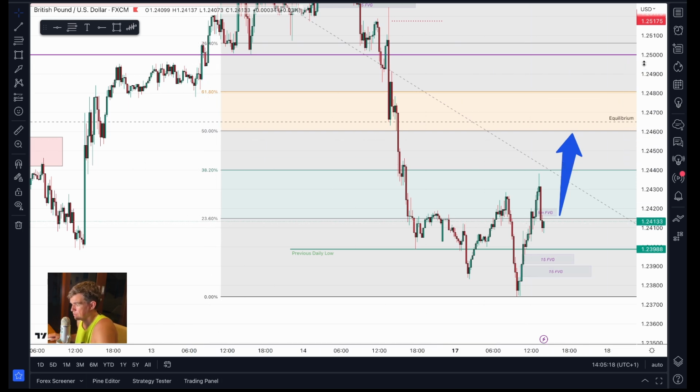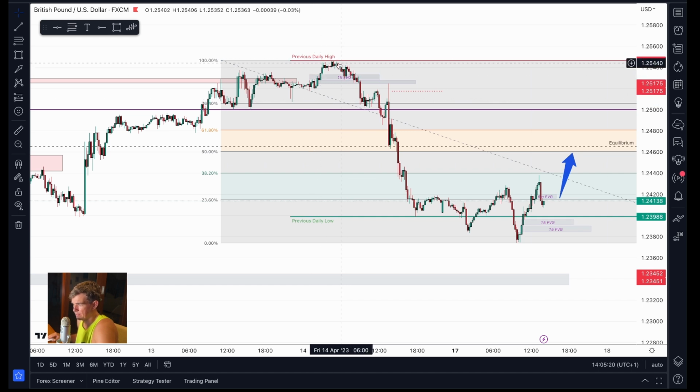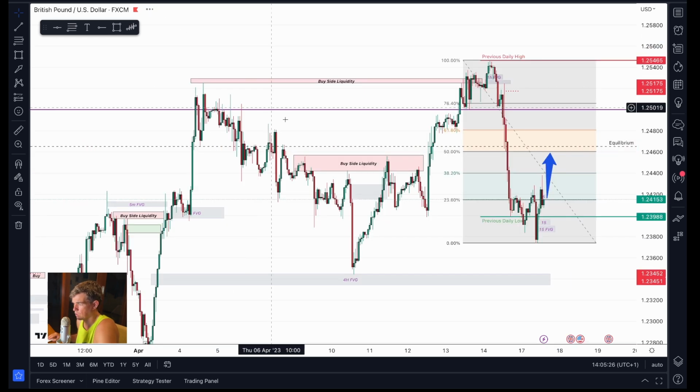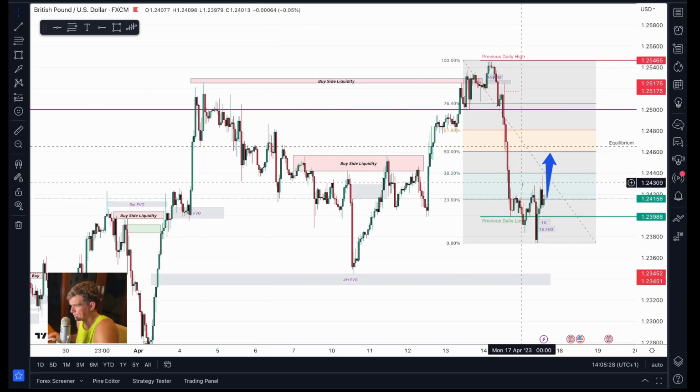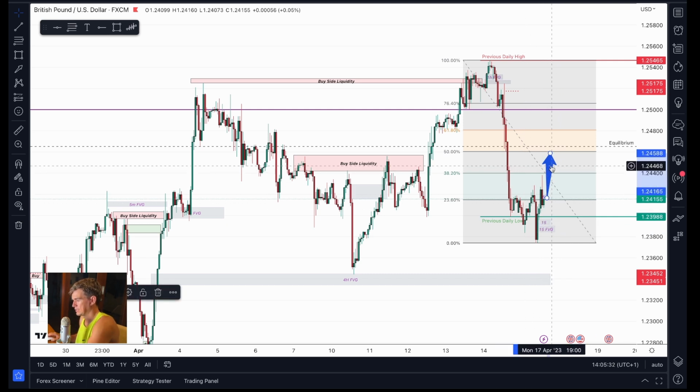Now, why this fib? Because we've got the previous daily high at the top, and that's the highest point of the move, and the bottom here. If we do that on the 1 hour, you will see that a bit more clearly. We're looking for that retracement here.